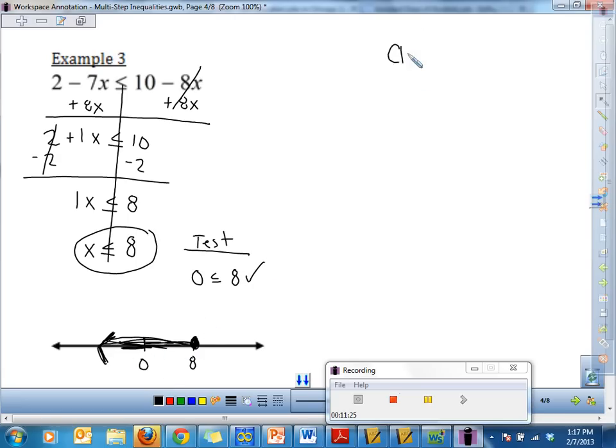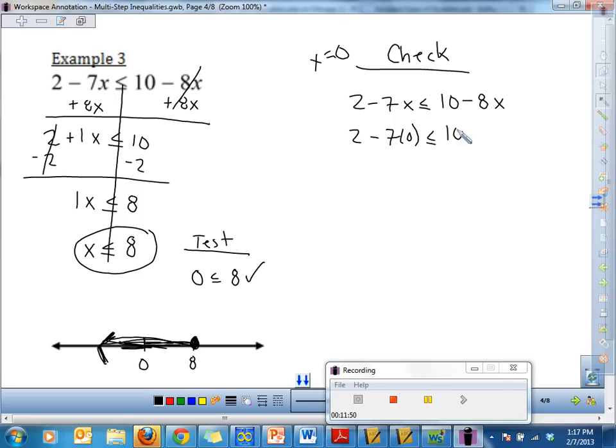Remember, the last thing that we should do is check our answer. So I'm going to go ahead and write out the original inequality: 2 minus 7x is less than or equal to 10 minus 8x. Let's pick 0 again. Well, 2 minus 7 times 0 is less than or equal to 10 minus 8 times 0.